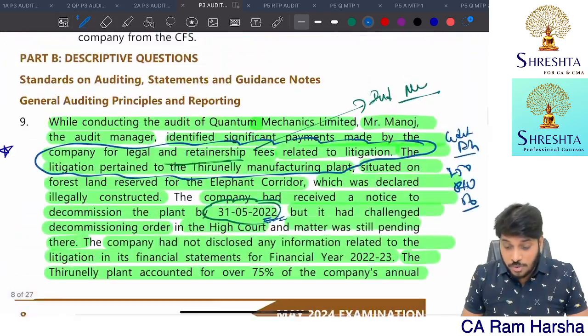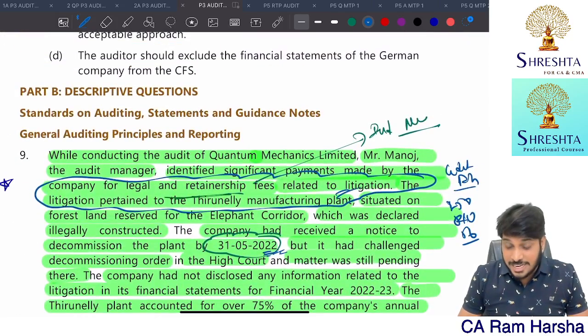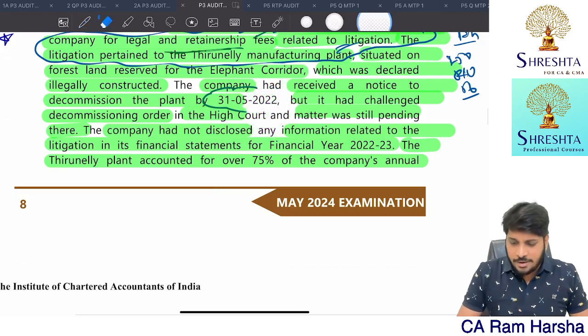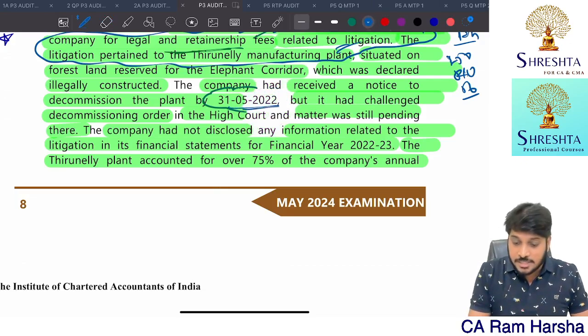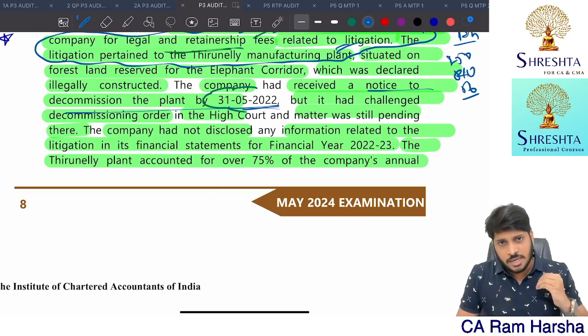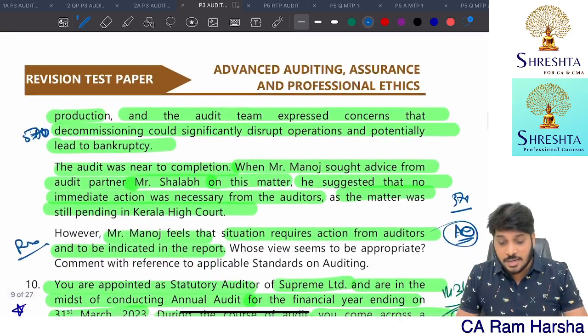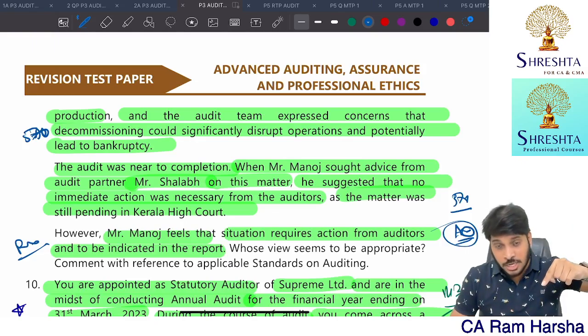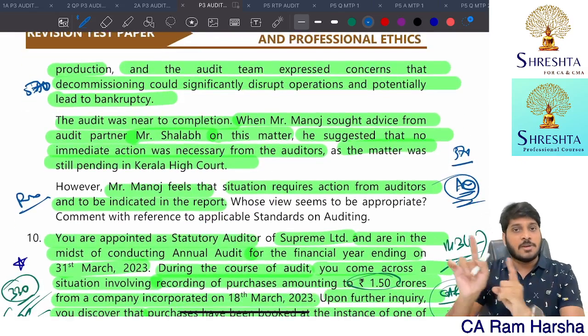Moreover, the significant amount of fees paid for litigation, as per SA 250, is an indicator that some severe non-compliance is there. Getting it? And further, this non-compliance is evidenced by an order for the decommissioning of the plant by the Forest Reserve Department. So all these situations indicate that the company has a severe pending litigation which it did not disclose. Hence, the auditor has to give an adverse opinion. Please go and read once.